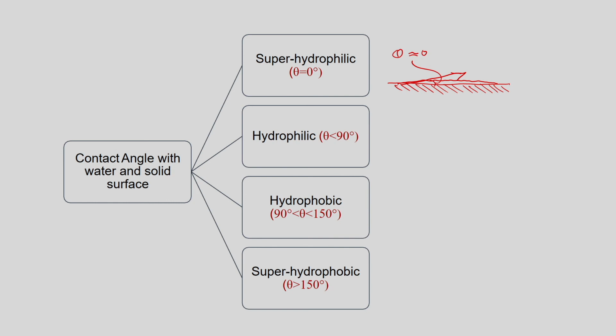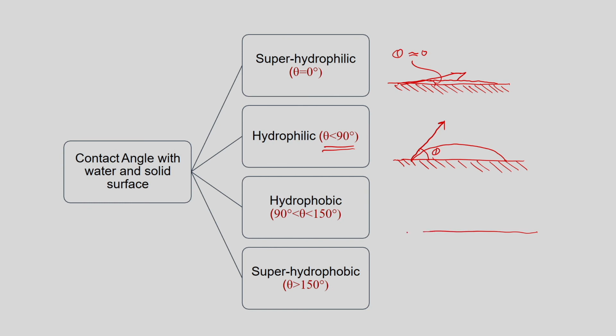Okay, so what is hydrophilic? Something like this. If I draw the surface, this is a solid surface, and the drop is like this. If I draw an angle like this, this is theta. So this theta is less than 90 in this curve. That is hydrophilic. Another one is hydrophobic.